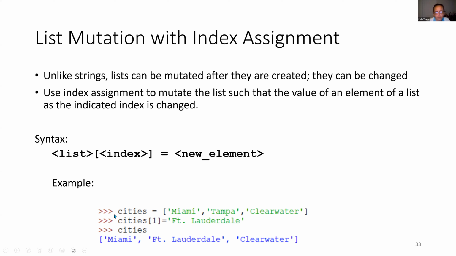So here we have a list of cities. And we go cities of 1 equals Fort Lauderdale. So in the original list, the 1th item is Tampa. And what we're saying is overwrite just the item number 1, replace it with Fort Lauderdale. And so when we ask Python to report back the cities, we see that Tampa has been swapped out for Fort Lauderdale.